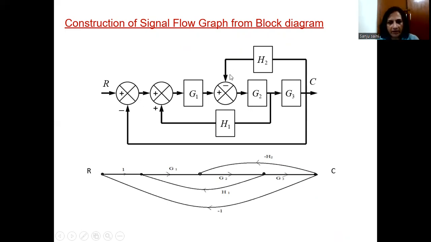So wherever we are having a block, that can be represented with the help of a branch. So here we are having a block, it is represented with the help of the branch, and gain or transmittance of that particular branch is equal to gain of the block that is connected on that path. So it's very easy to get the signal flow graph from the block diagram that we have shown within this particular diagram.